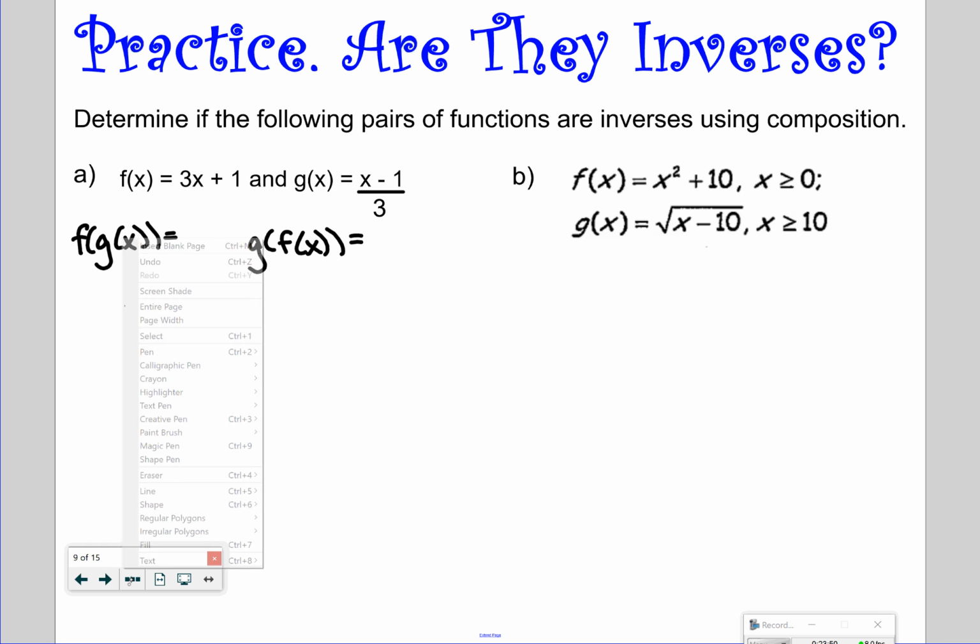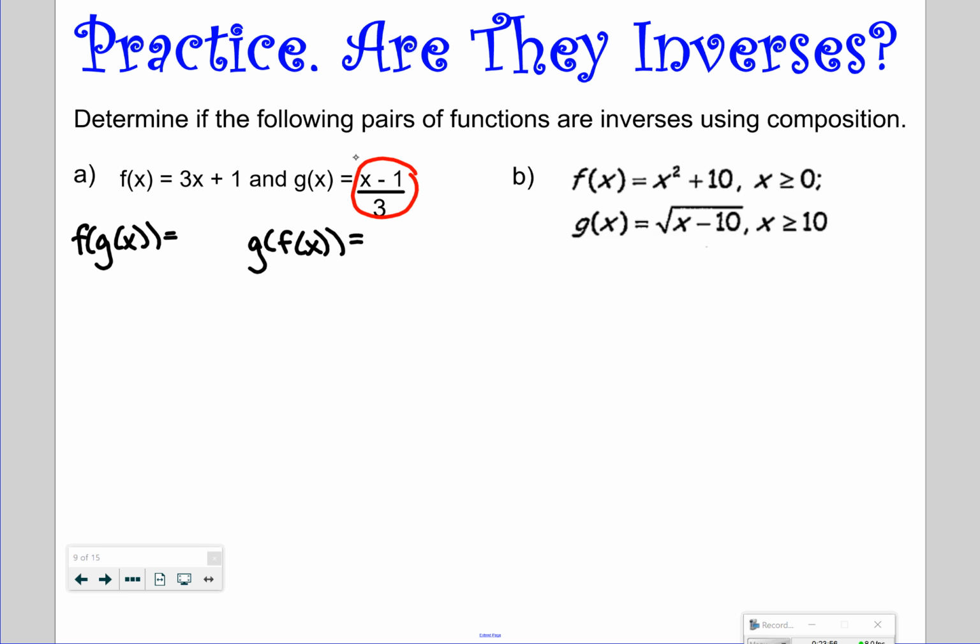Okay, let's see how you did on these ones. So in the first one, if I plug g into f, that looks like 3 times x minus 1 over 3, plus 1. In your first step, imagine you have a 3 over 1 out front there. You have a 3 on the top and a 3 on the bottom. Those are actually just going to cancel. You have x minus 1 plus 1, which simplifies to x.